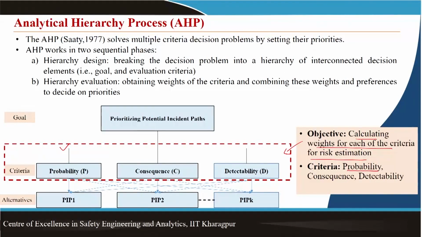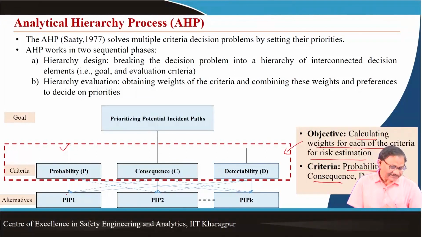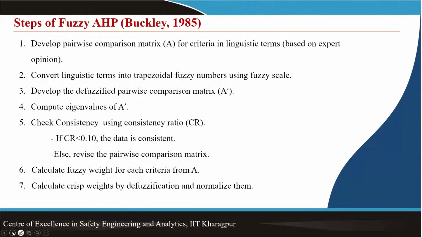Now what are the criteria? Probability, consequence and detectability we have taken. But AHP can be used for the entire process up to selection of alternatives. Also, in that case, what will happen? The alternatives-related information is also required. Okay, so now let us see how we are doing it.